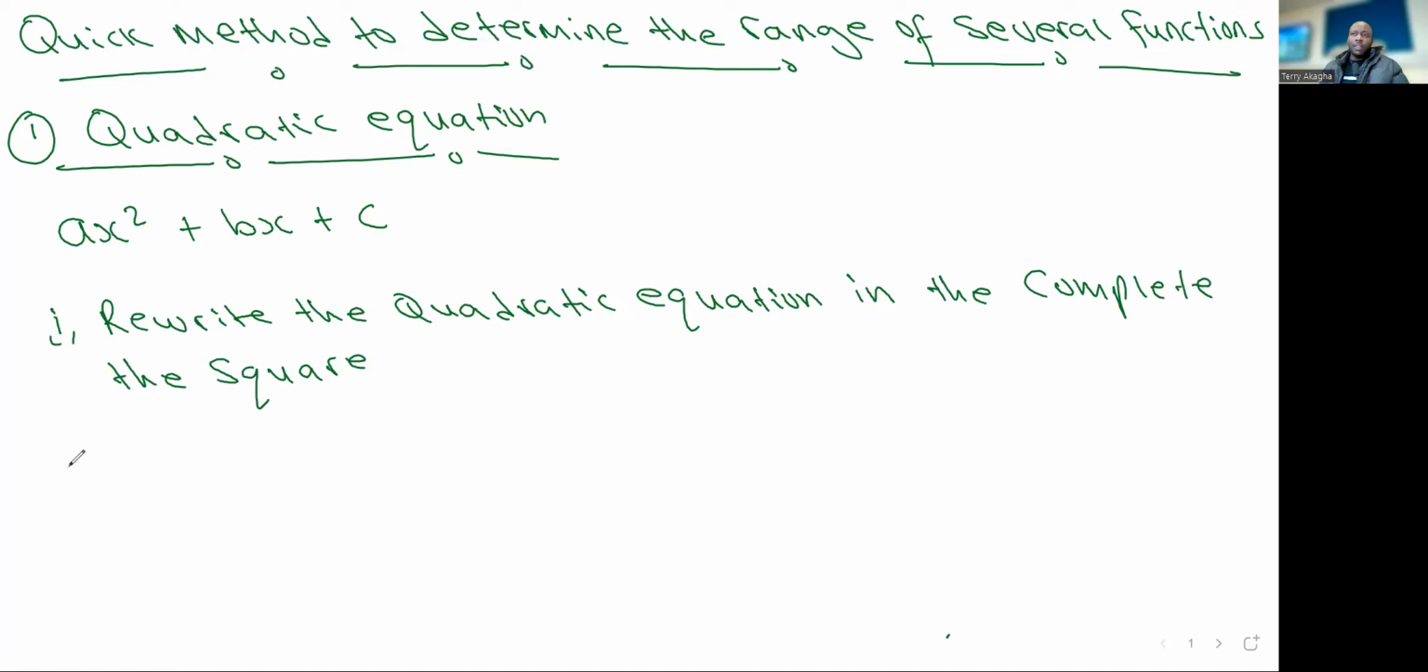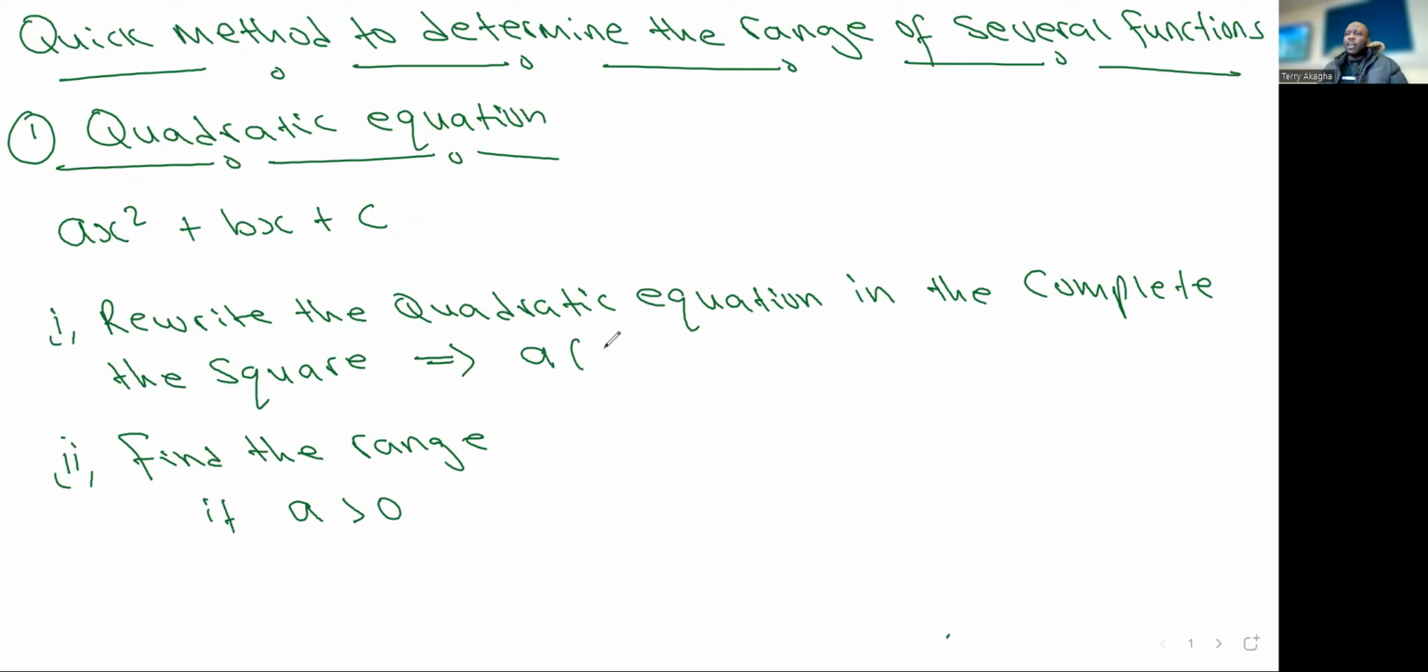Then after you've rewritten this, the next thing you have to do is the analysis. That is, you find the range by doing the analysis. So the first thing is, if A is greater than 0, the A I'm referring to is from the complete square form. In the complete square form, it's going to look like this: A into bracket x plus b squared plus c. Are you seeing it?